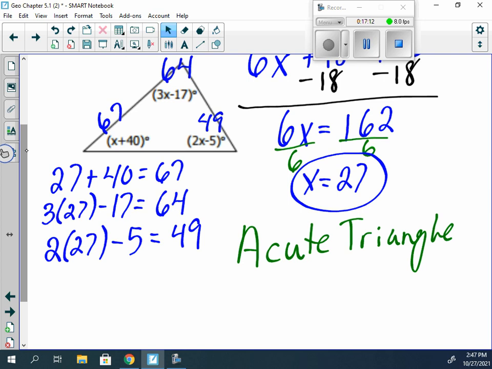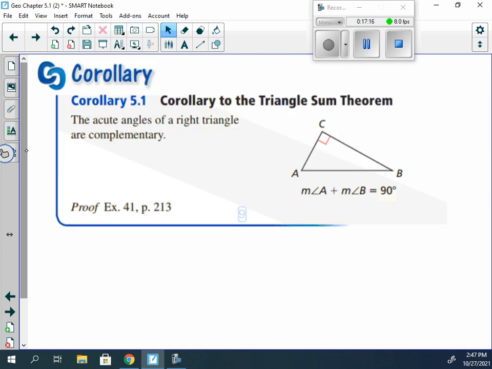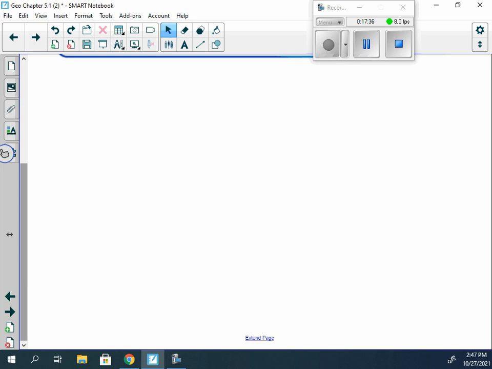Now the next thing we're looking at is the corollary to the triangle sum theorem. Corollaries are just something that comes from the actual theorem itself. And what this says is the acute angles of a right triangle are complementary. Complementary angles add up to be 90, yes? So let's actually look at this, because it's one thing to have it told to you.